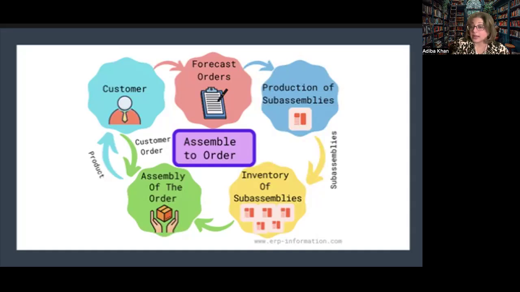Now, what kind of company would employ such a strategy? A company that's looking at avoiding stocking large quantities of products, and that can help to reduce some of those inventory costs.